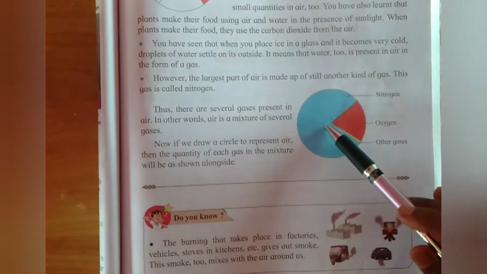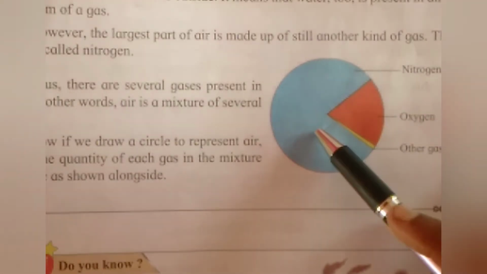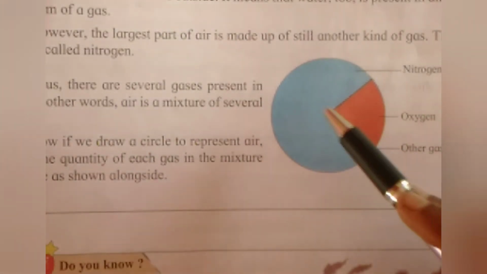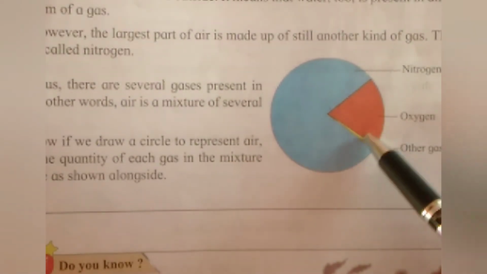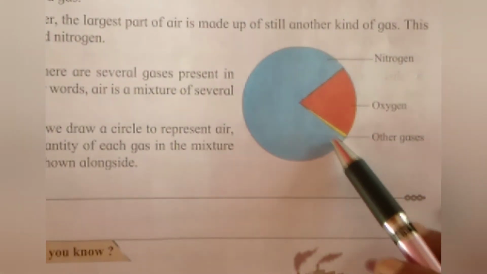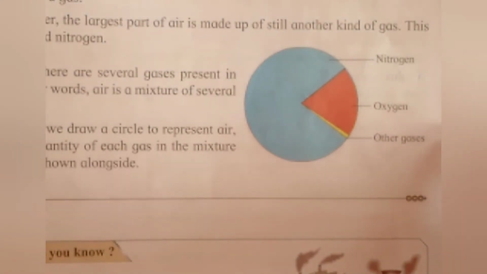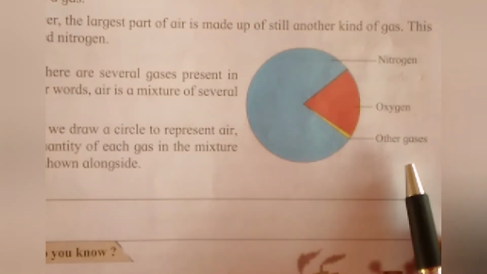So see the picture carefully. Are you able to see this picture? What do you see in this picture? You see one circle is given with different colors. Different parts are shown using different colors. Blue color shows the nitrogen gas, then orange or red color shows the oxygen gas, and here a small quantity of yellow color is also seen. This yellow color shows other gases.